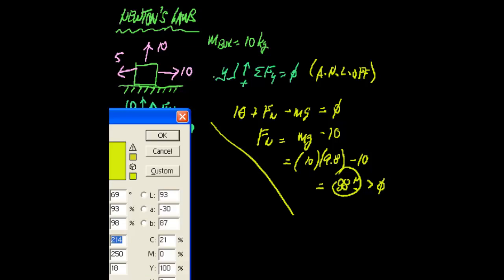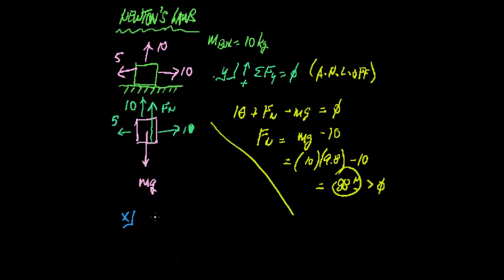Let's look in the x direction. Pick a little different color. Alright, what's happening in the x? Well, we're going to pick positive to the right. Since everything is horizontal and all cleaned up, I have a 10 to the right, 5 to the left. If I sum those and set them equal to 0, I find that minus 5 plus 10 equals 0, which is not true. That comes out to be a 5, which does not equal 0.